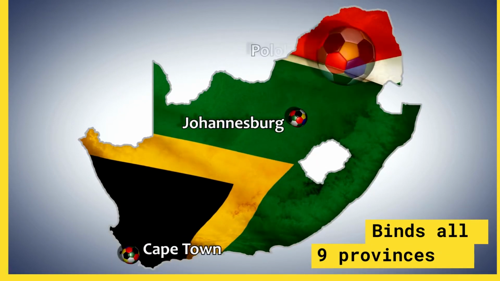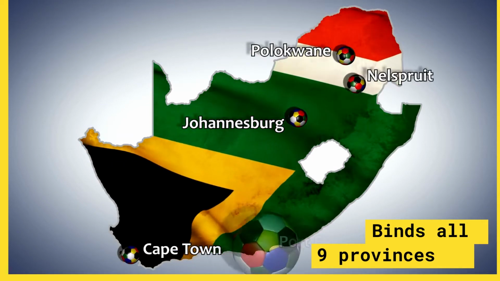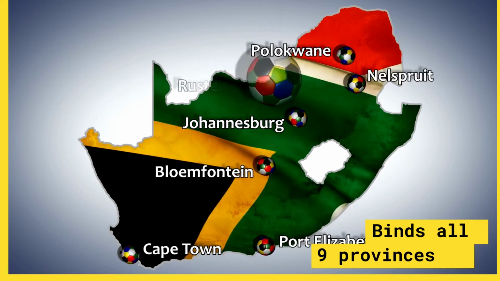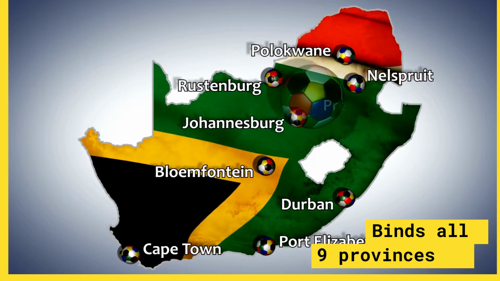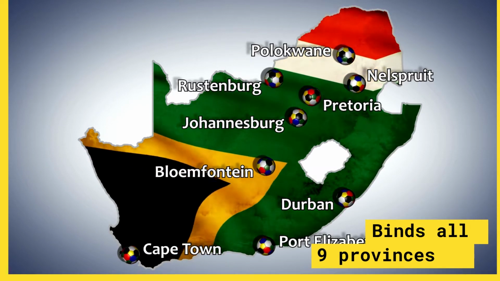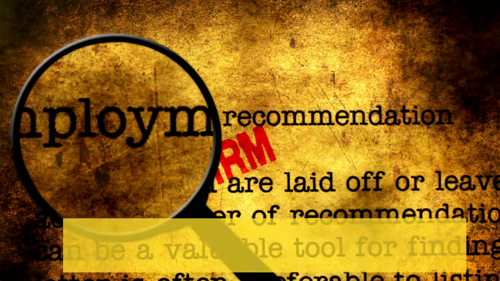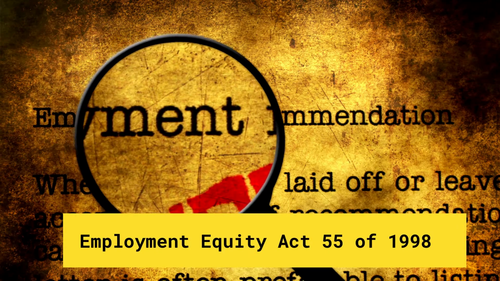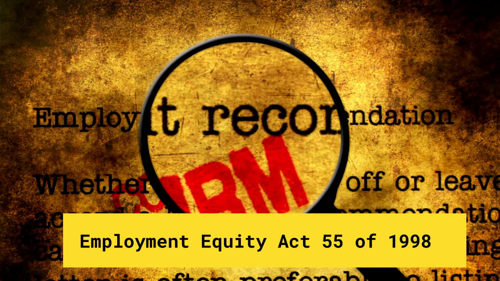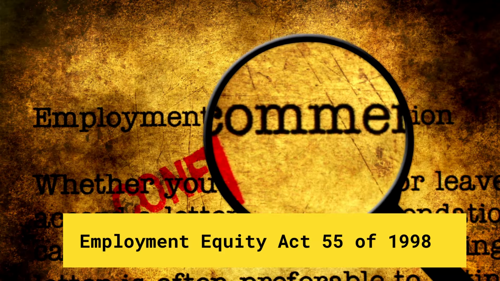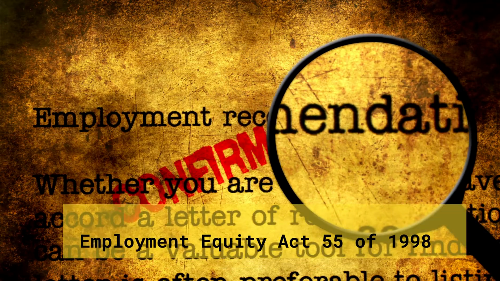At a national level, the South African legislature is known as Parliament, and it is responsible for making laws which are binding in all 9 provinces. For purposes of this lesson, unless indicated otherwise, we shall use the Employment Equity Act, 55 of 1998.